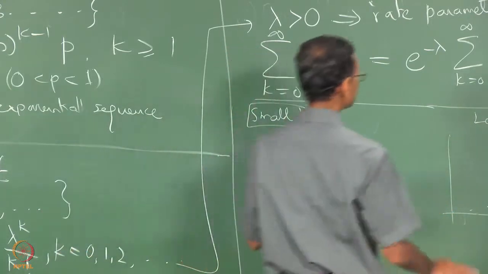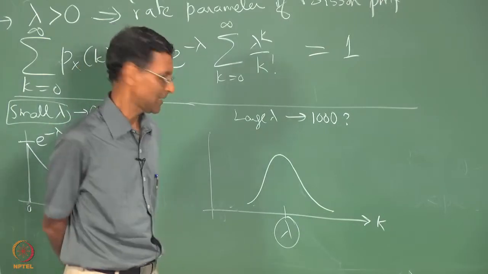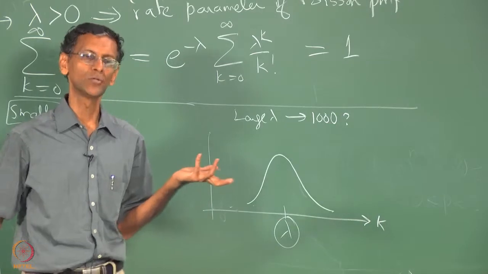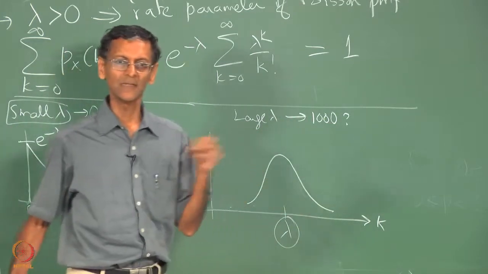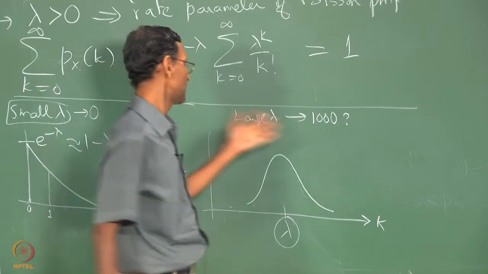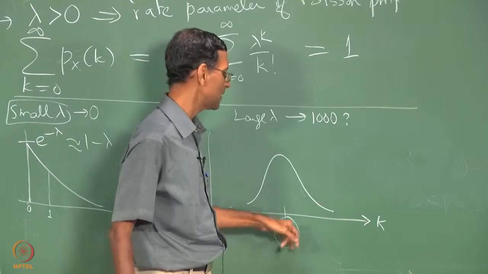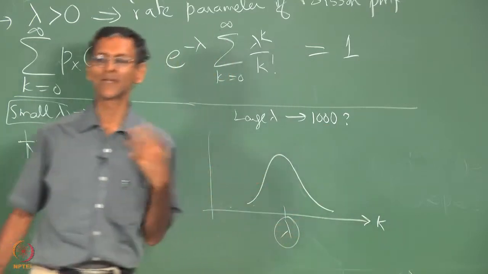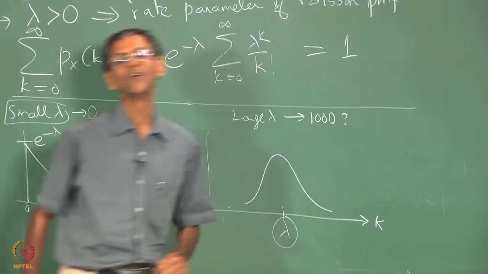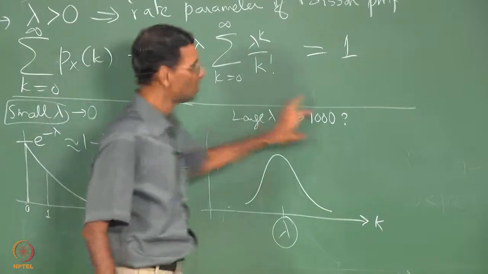will effectively kill all the probabilities close to 0. So you will only get significant probabilities around k equal to lambda, and for the sake of argument, you can say lambda is an integer. You can ask, what happens if lambda is 1000? Surely you will get k equal to 1000 here. So this is how the PMF transforms from small to large.